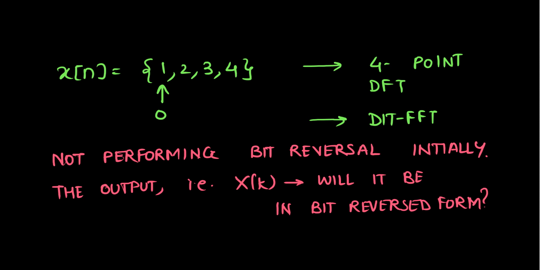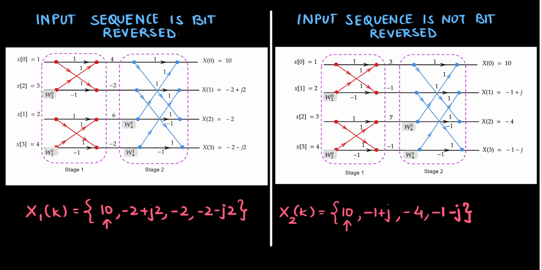We had already solved this example earlier. So we had considered this kind of structure with bit reversed form, and the output which we had obtained was 10, minus 2 plus j2, minus 2, minus 2 minus j2, and this same sequence we had obtained for both DIT FFT as well as DIF FFT.